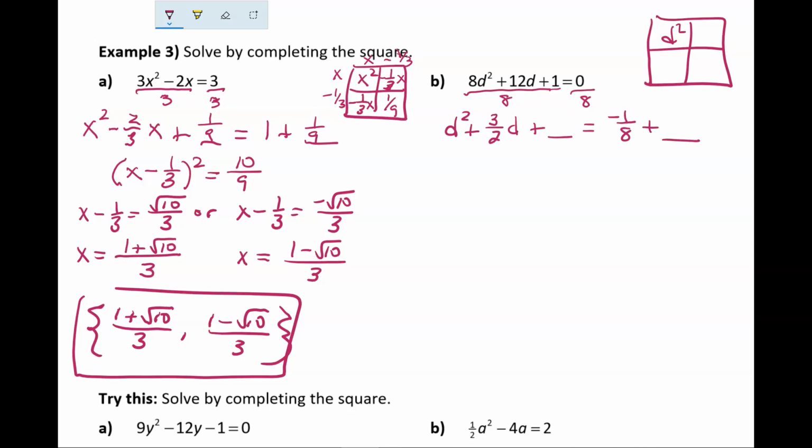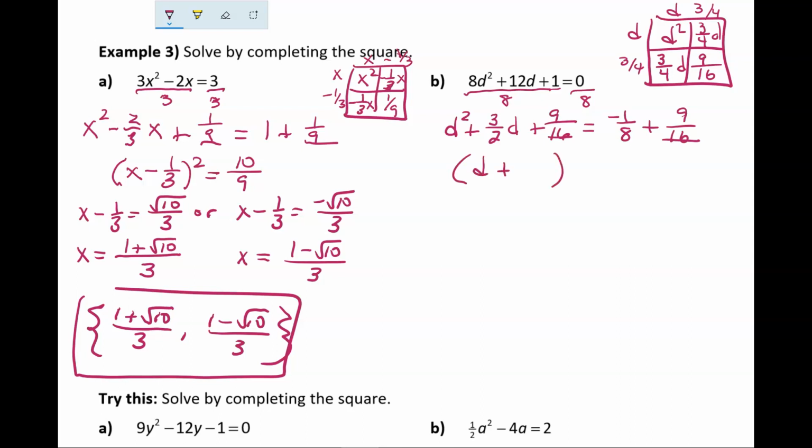Now, probably the easier way to think of this is taking 1/2 of, or multiplying 3/2 by 1/2. So that'd give us 3/4 times d in each one of these parentheses. So d, 3/4, 3/4. So that means that when we complete the square, we have 9/16 in that last box. So I'll add 9/16 to both sides of the equation.